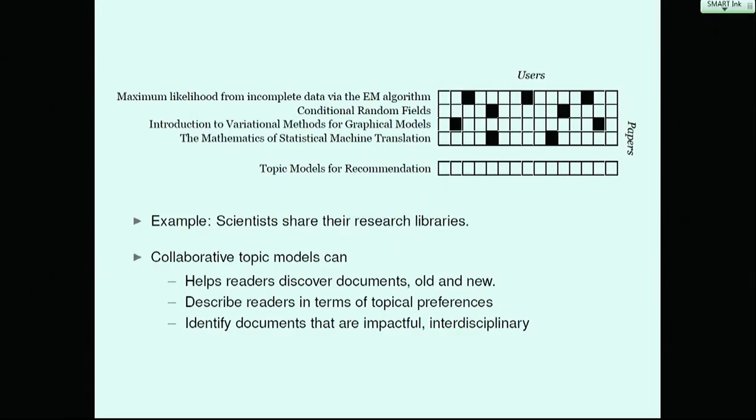And then finally, I'm most interested in this: collaborative topic models help us identify documents that are impactful and interdisciplinary. So we can ingest a big collection of articles, analyze it in the model I'm going to show you, and from that we can say, oh, this is a paper that is interesting to people who aren't interested in the topics that this paper is describing. And that's a new thing that we can do with this model.